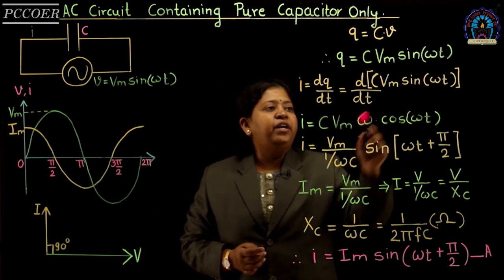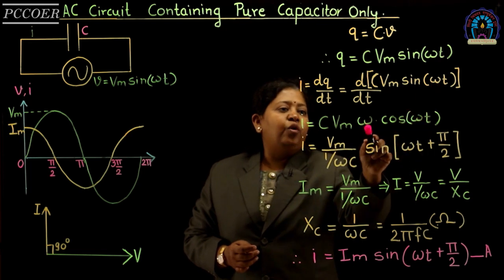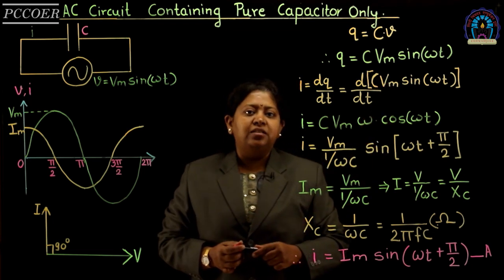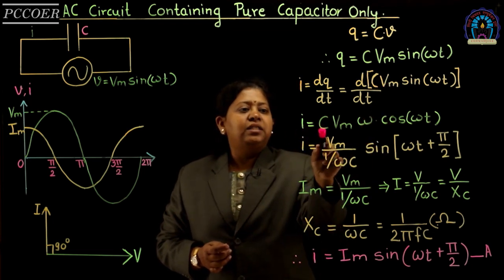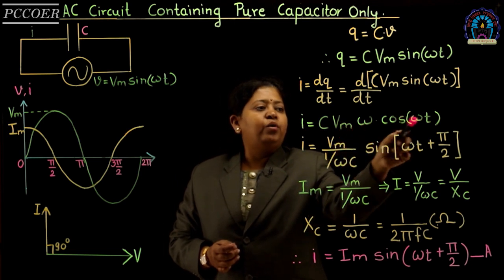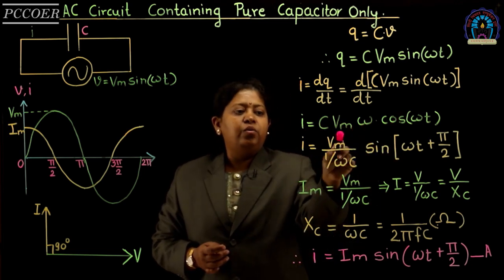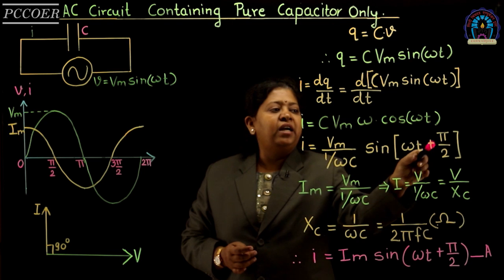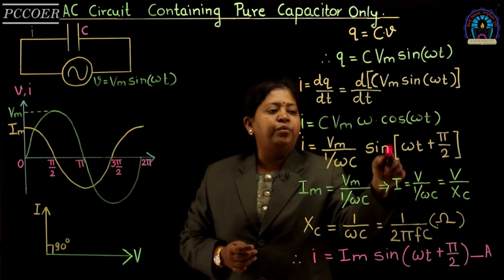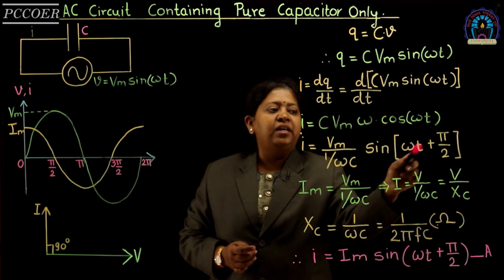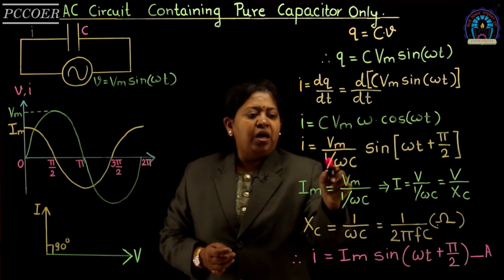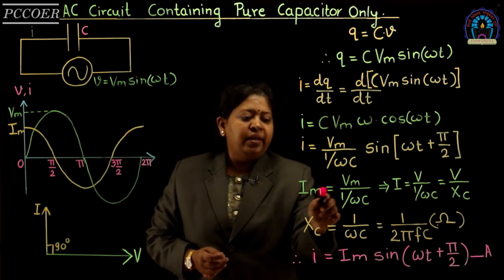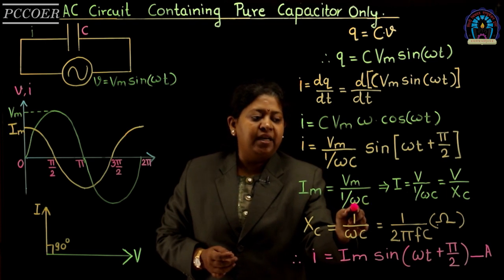We know that the derivative of sin omega t can be written as omega into cos omega t. C and Vm are constants. So we can write I is equal to C Vm omega into cos omega t. Therefore, I is equal to Vm upon 1 upon omega C multiplied by sin of omega t plus pi by 2. Here we have substituted cos omega t as sin of omega t plus pi by 2. Now, Vm upon 1 upon omega C can be written as Im. So, Im is equal to Vm upon 1 upon omega C.